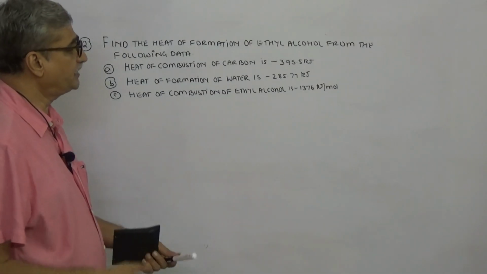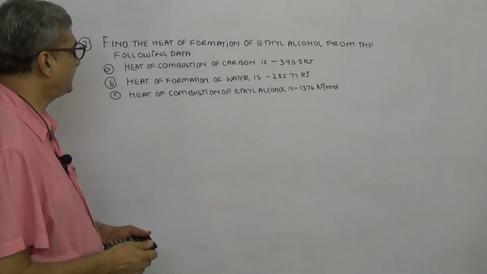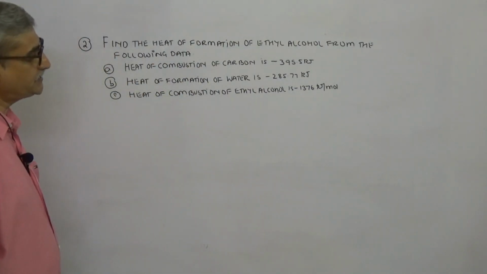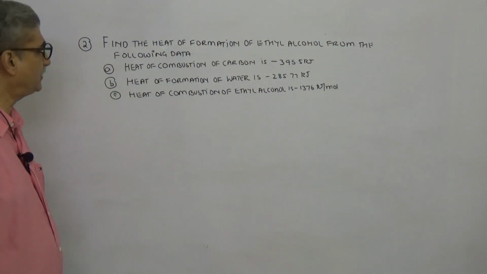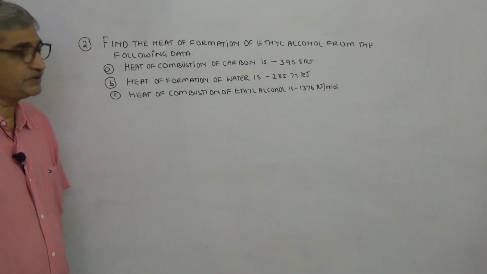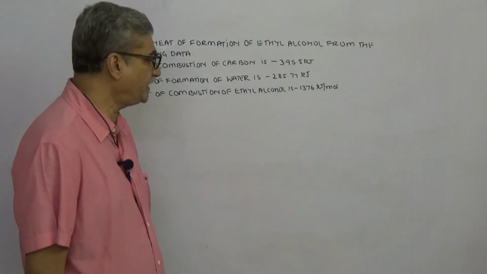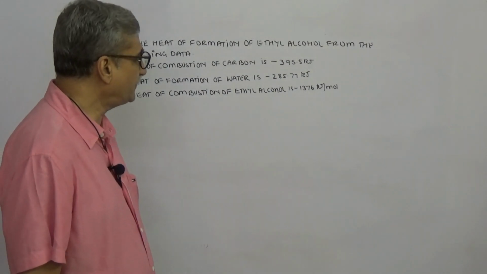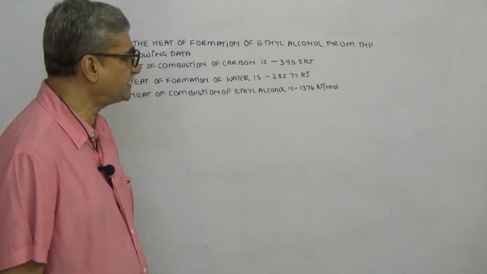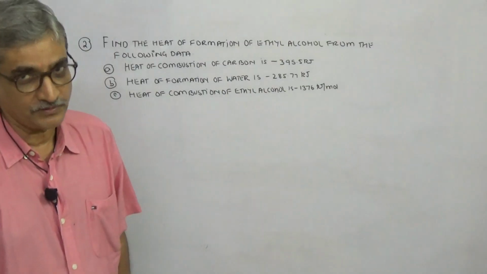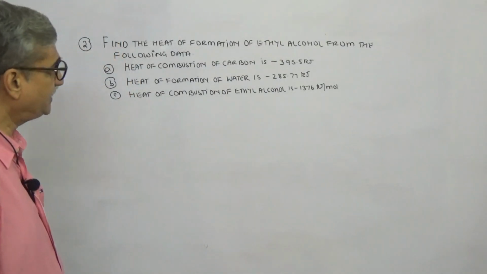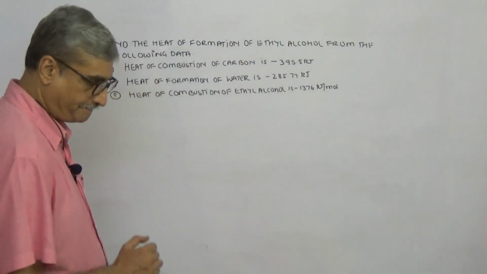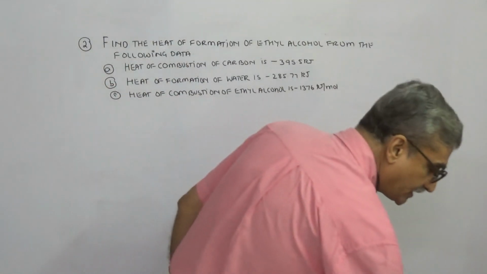Find the heat of formation of ethyl alcohol from the following data. The heat of combustion of carbon is minus 395.5 kilojoule. Heat of formation of water is minus 285.77 kilojoule. Heat of combustion of ethyl alcohol is minus 1376 kilojoule per mole. So all these are in the statement form. We have to convert it into the equation form. So what we have is the required equation.